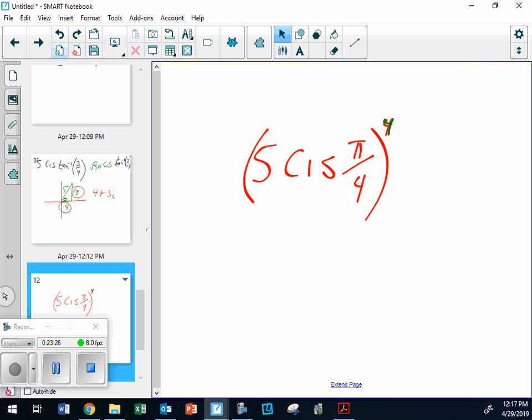I'm just going to write a few 4s up here. It's about the move of the exponent, and then that one's gone because it got moved. And there we go. That would be 5 to the 4th, a ridiculously large number, cis pi. Any questions?